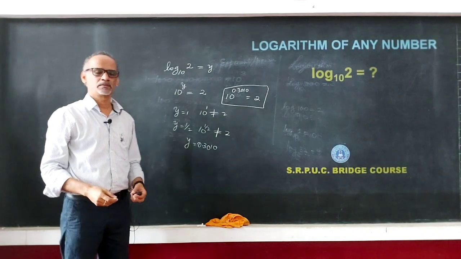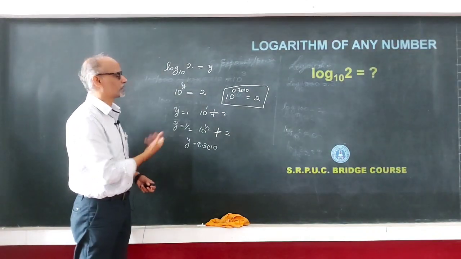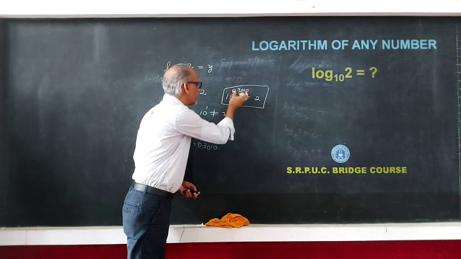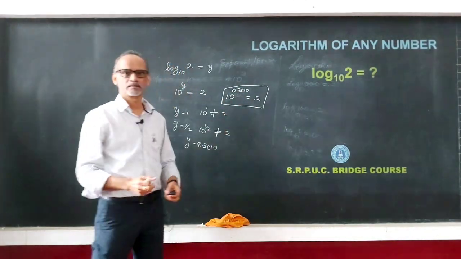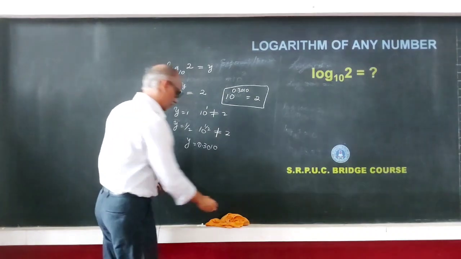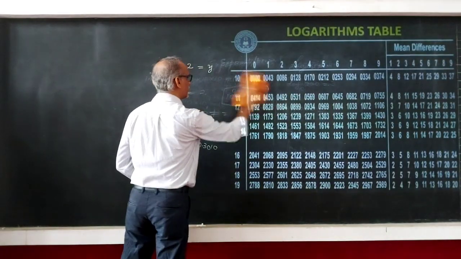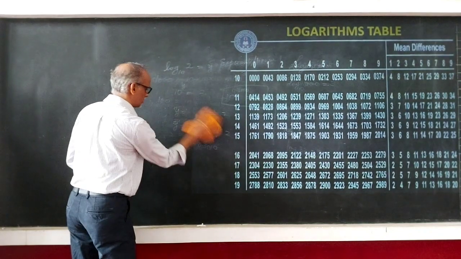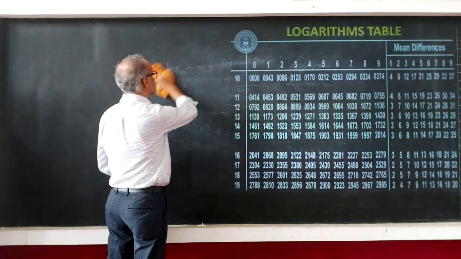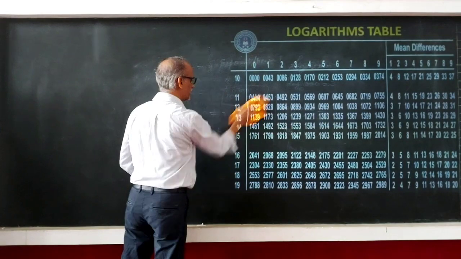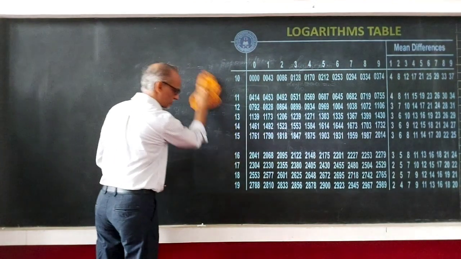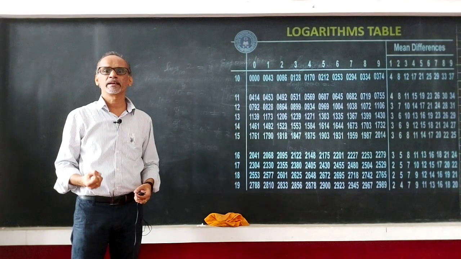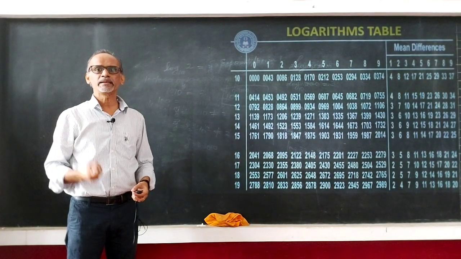Now you may wonder how I got that value. This kind of value for any number is given in a table called the logarithmic table, which you can see on your screen. For any number, if you want to find the log, here there is a table which we have to use to find the log of any number.